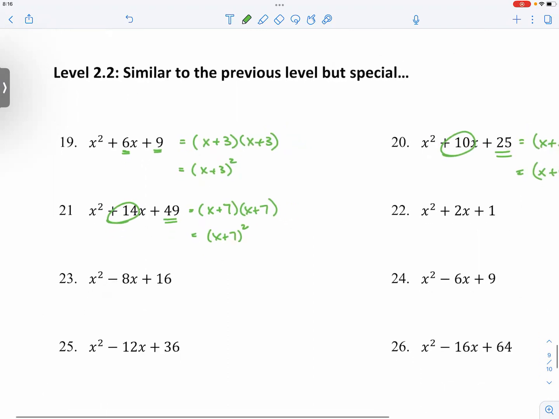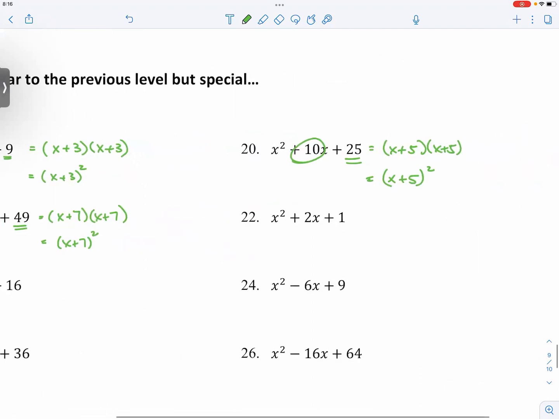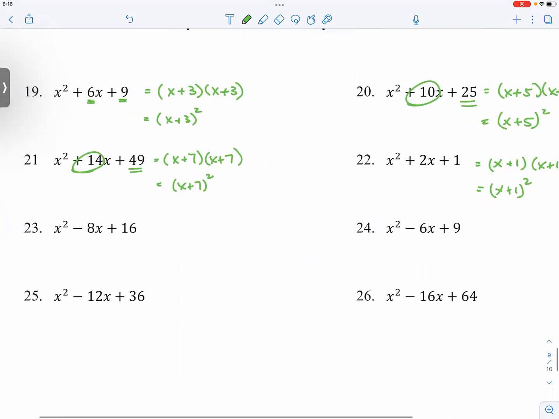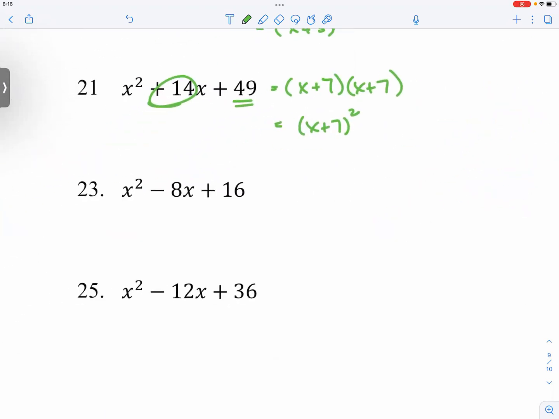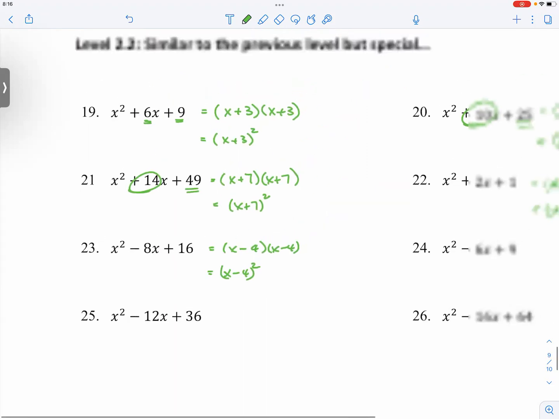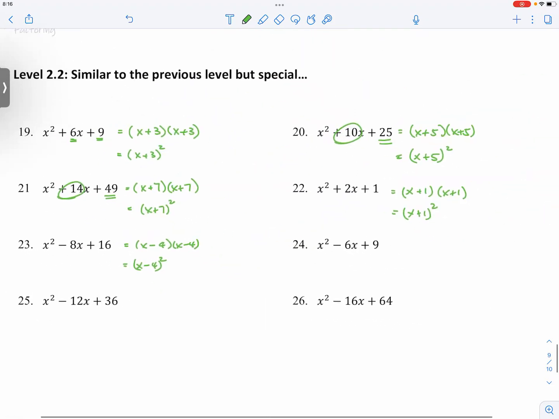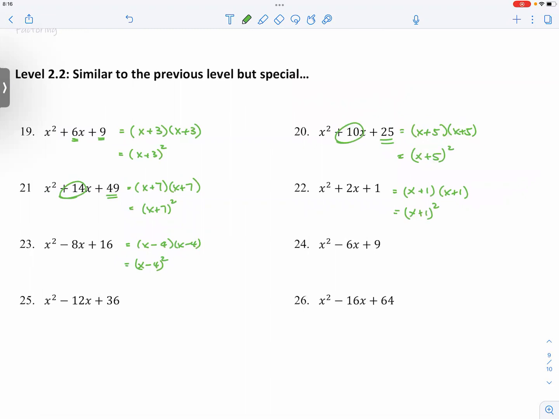Now, let me go ahead and do the remaining. x plus 1, x plus 1. Therefore, you have x plus 1 squared. Ooh, you see a negative right here. What's happening here for number 23? They're both negative. So x minus 4 times x minus 4 gives you x minus 4 squared. Now there's something going on right here. Not sure if you realize it.